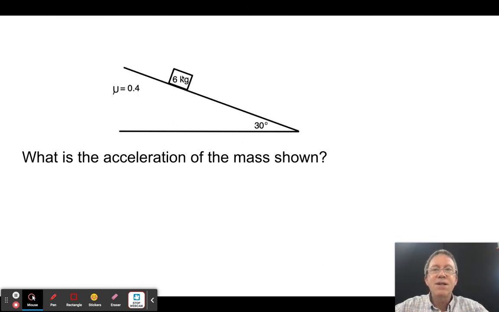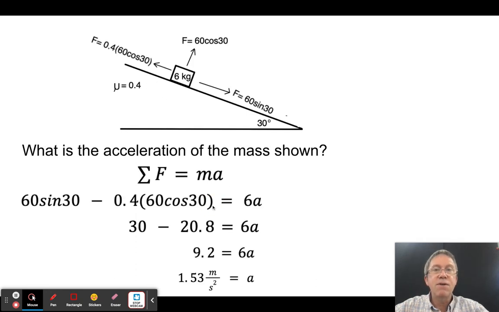All right. So the first thing I've got to do is figure out what the different forces are. There's a component force pulling it this way, and there's a frictional force going the other way. So I've got to resolve what those are. The force in this direction is going to be equal to mg, which is 60, times the sine of the angle, which is 30. The normal force is going to be mg, which is 60, times the cosine of this angle. The friction force is always equal to mu times the normal force.